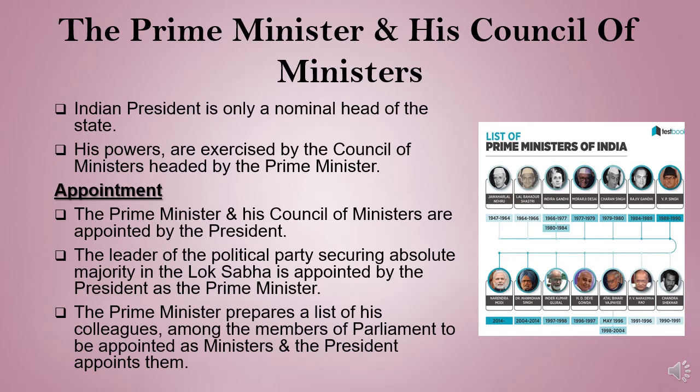Okay. Now, how the Prime Minister and his Council of Ministers are appointed. The Prime Minister and his Council of Ministers are appointed by the President. The leader of the political party securing an absolute majority in the Lok Sabha is appointed by the President as the Prime Minister. अब जिस भी पॉलिटिकल पार्टी के पास सबसे ज़्यादा लोकसभा में मेजॉरिटी ऑफ सीट्स होंगी उसी पार्टी में से प्रेसिडेंट प्राइम मिनिस्टर चूज करते हैं.